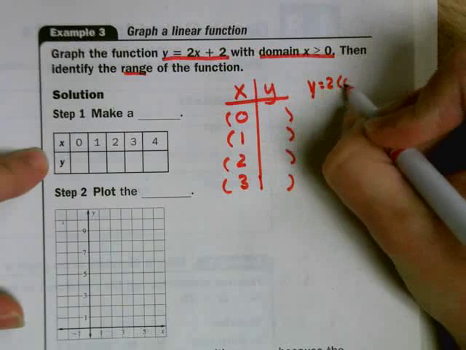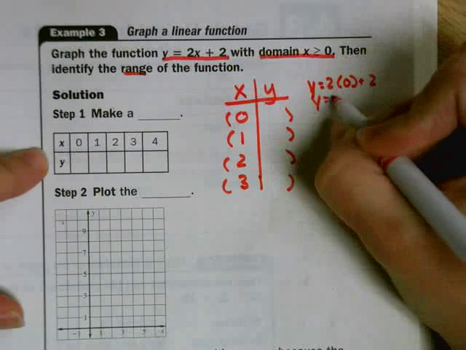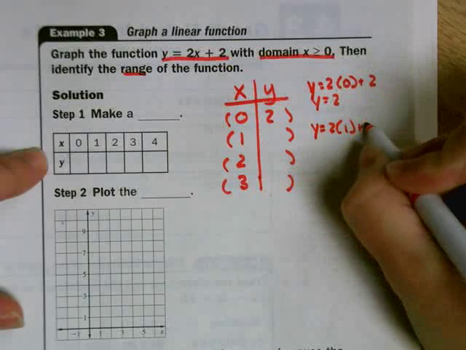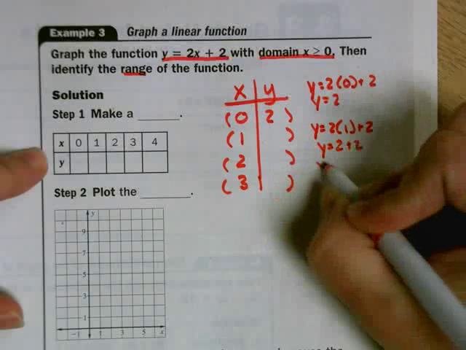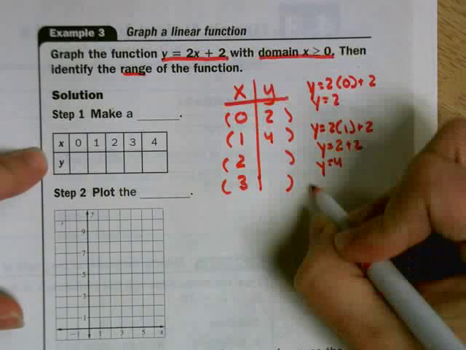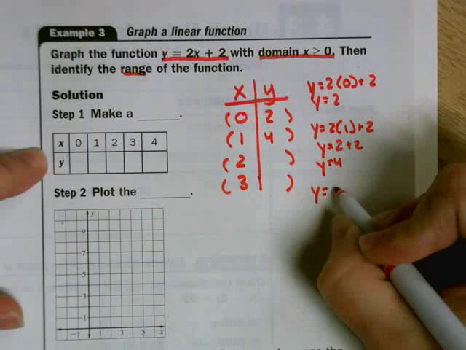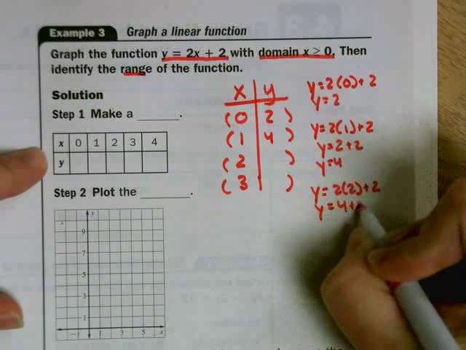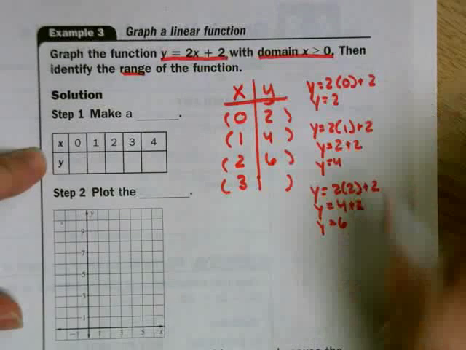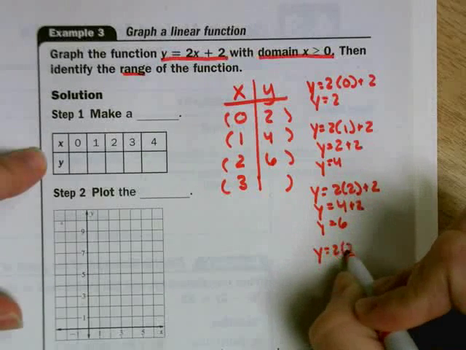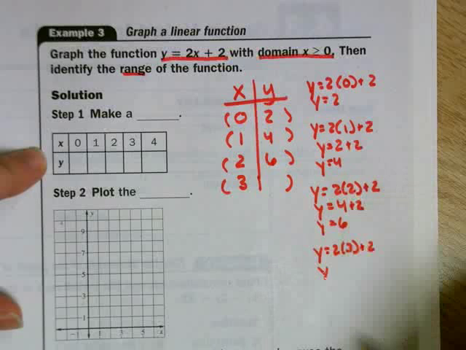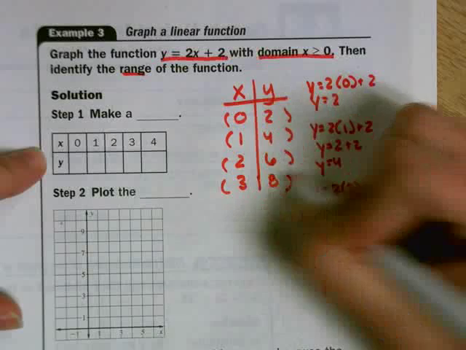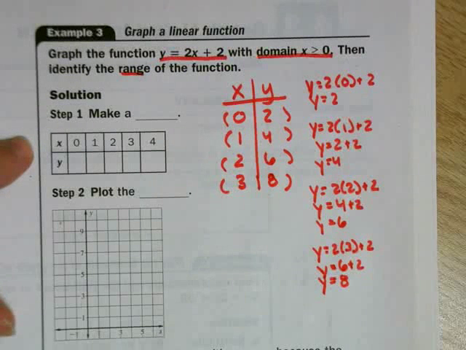2 times 0, that's always a lovely one. It ends up being just 2. And this time I'm plugging in 1. 2 plus 2 is 4. This one I'm going to plug in 2. So 2 times 2 plus 2. 4 plus 2 is 6. I'm seeing a pattern. I'm hoping that this one is going to be 8. 2 times 3 plus 2 is 6 plus 2, which is 8. I went super fast there. If you need to pause and do that on your own, please do.